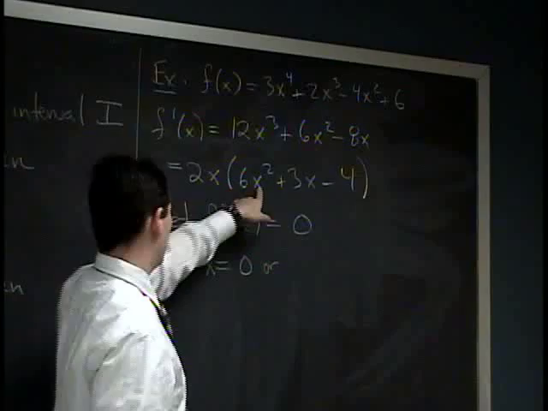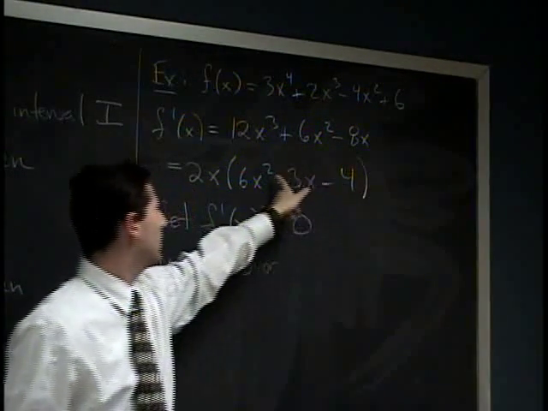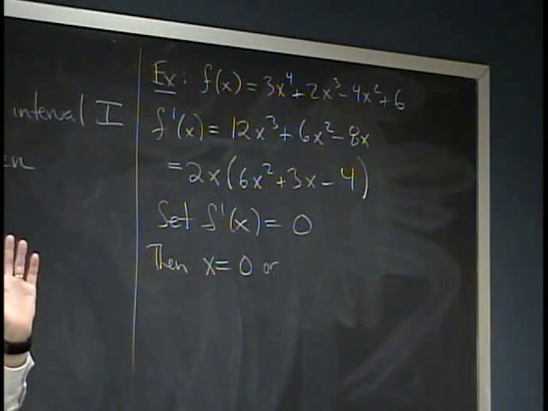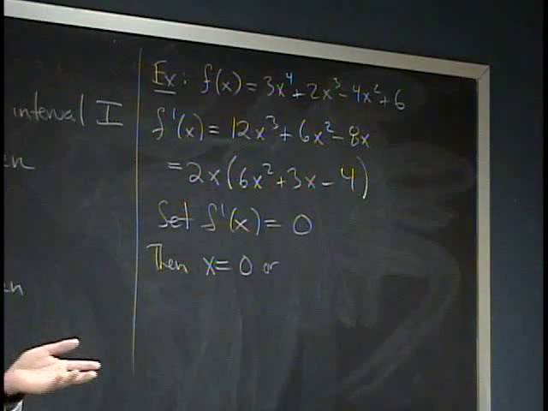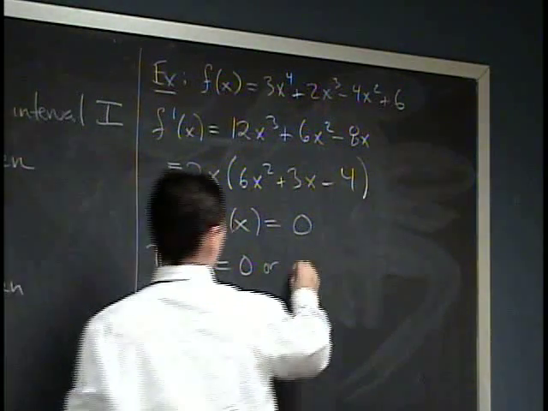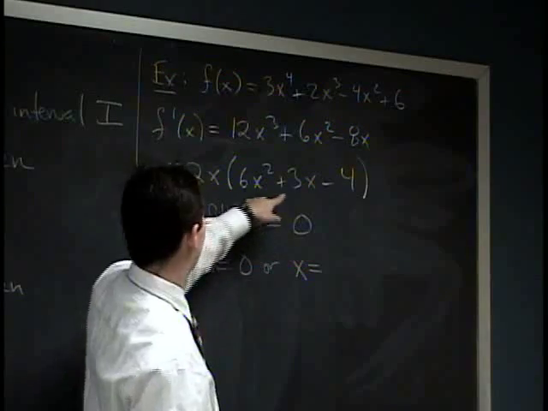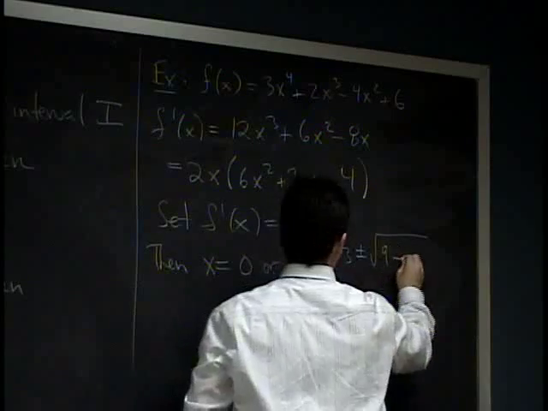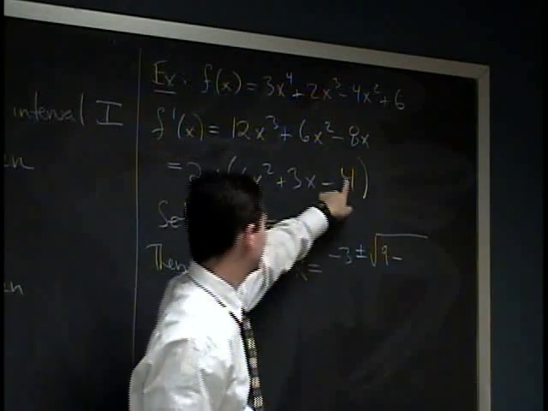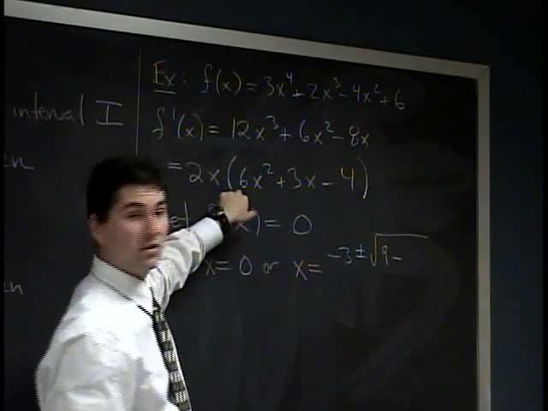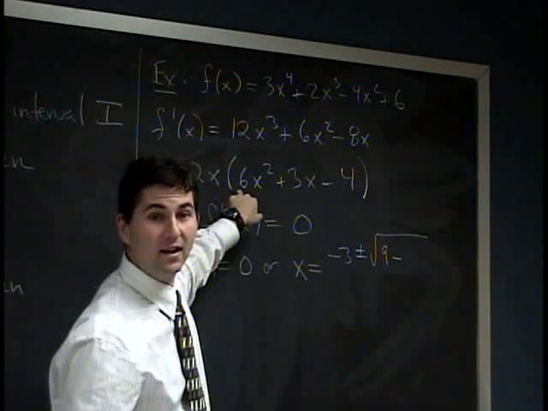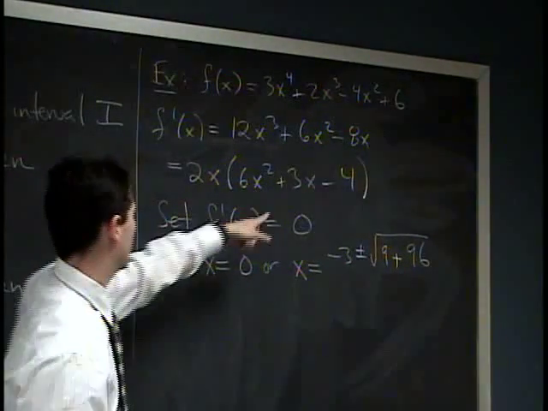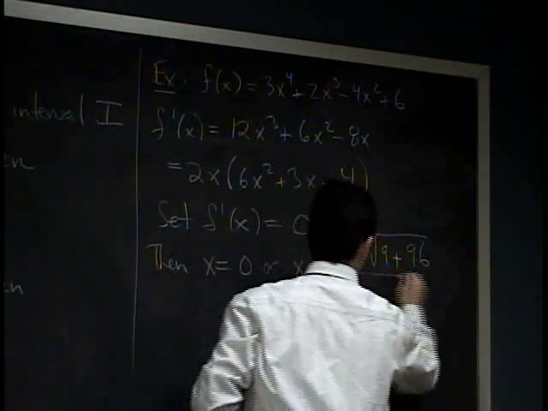Or, now you have to figure out if this thing factors, or a quick way to do it is to use the quadratic formula. So x equals minus 3 plus or minus the square root of 9 minus 4 times minus 4 times 6. So that's 16 times 6, which is 96, plus, right, because we have a minus there, over 12.